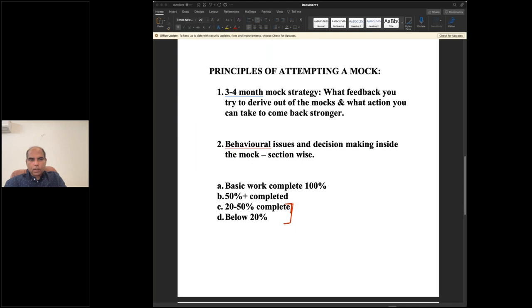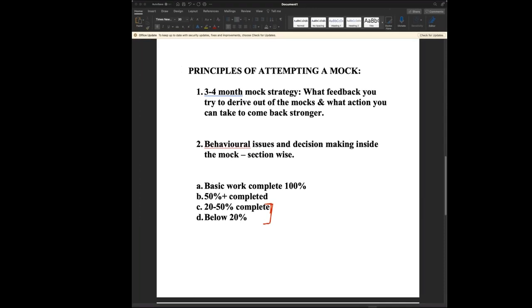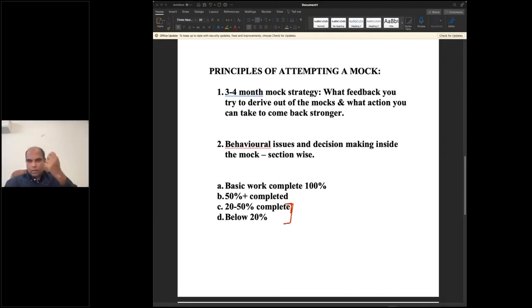So if you are amongst those people who are avoiding taking tests because of the fact that you feel that you are behind and there's so much work to be done, etc. As I said, start the sectional test on section which you think you're ready.